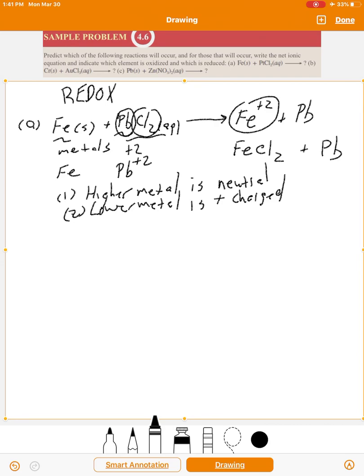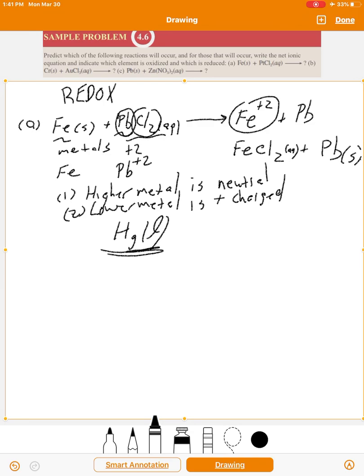And then you can do states of matter, solubility guidelines. The solubility guidelines of chloride is that chloride salts are generally soluble, so that's aqueous. And then if it's just a metal, it's going to be solid, with one exception, and that's mercury. Mercury is a liquid at room temperature, but all the other metals are solid at room temperature. Okay? Let's move on to number B.